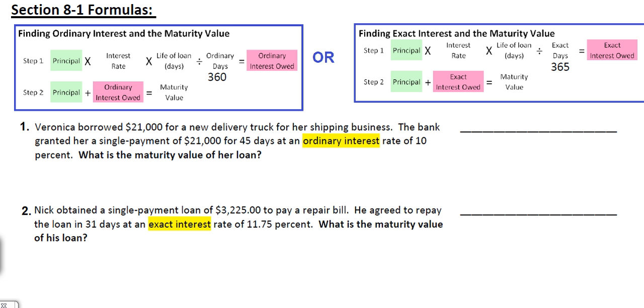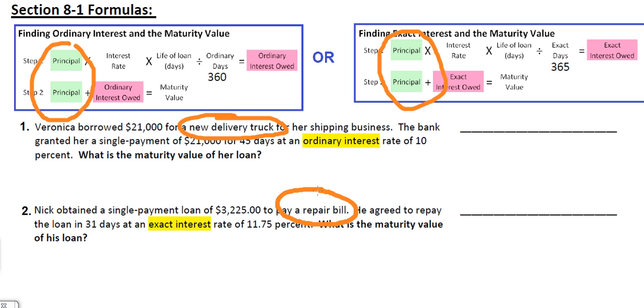You see, what we have here in front of us are two different sets of formulas. And when we're talking about loans, we've got some good vocabulary that we need to cover. The first type of vocab is principal. Principal is not necessarily the principal of your school. What we're talking about here is the amount of money that you want to borrow, whether it's to buy a new delivery truck or for a repair bill that you need to pay, whatever it is that you need money for, whatever that dollar amount is known as the principal. That's the value of the loan.